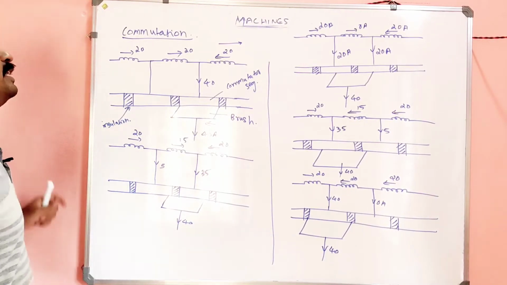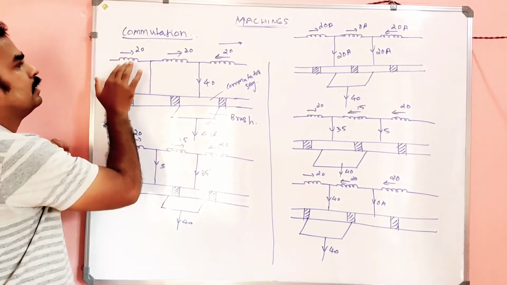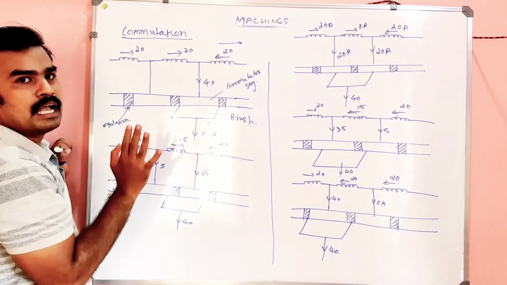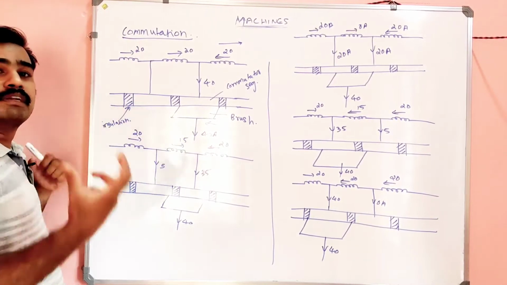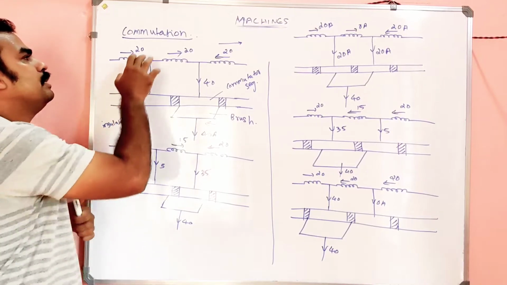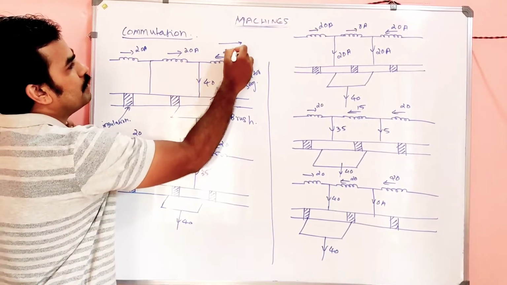So let it be a coil. For simplicity, let it be a coil, not the parallel path. Leave it at that. Let it be each coil. We know that each coil produces a certain current. Am I right? Each coil will produce a certain current. So let it be 20 ampere.